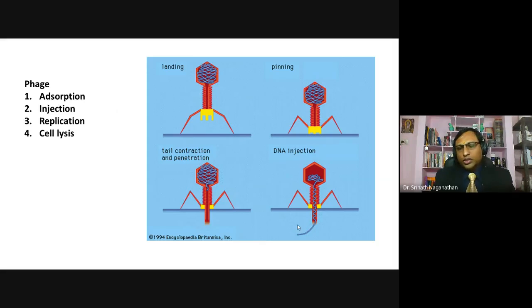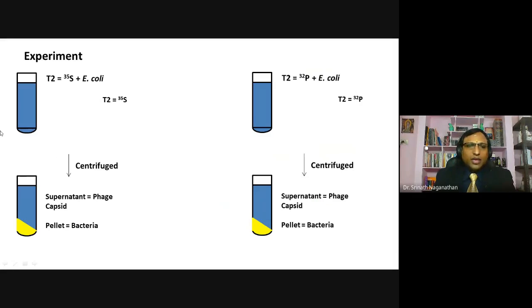So in this experiment, what Hershey and Chase did was they allowed the organism to go through the injection process. After that, they took two different test tubes. In one tube, they filled it with the media having the T2 bacteriophage with S35 and E. coli. In the other tube, they used T2 with P32 and E. coli.